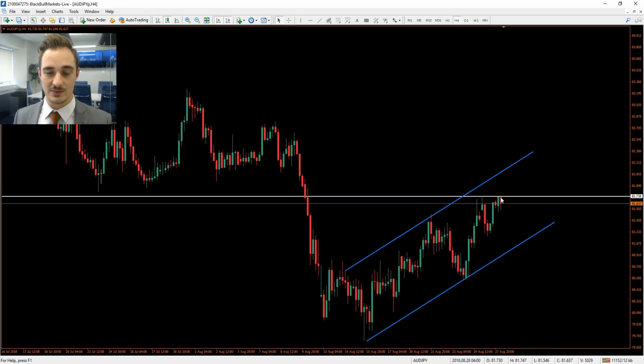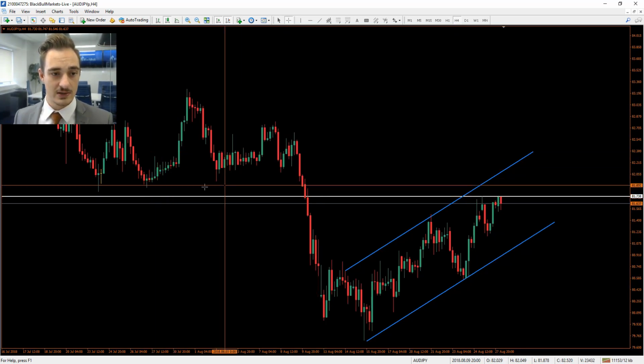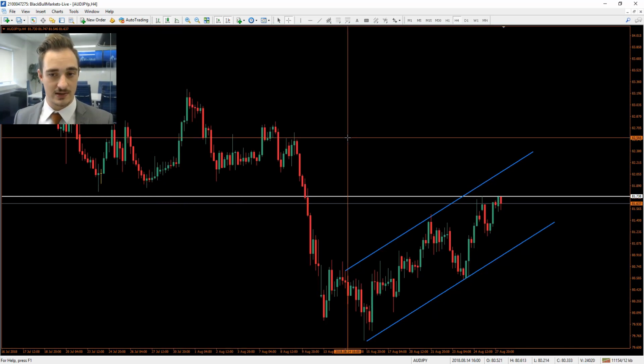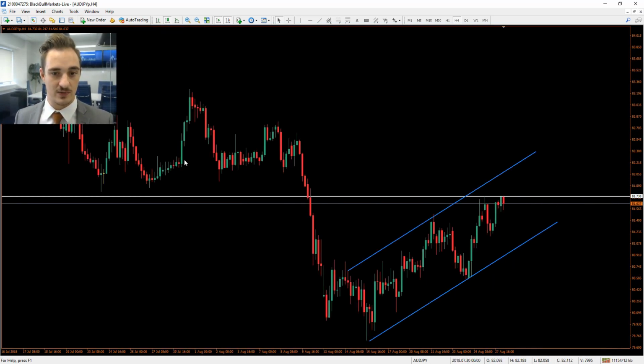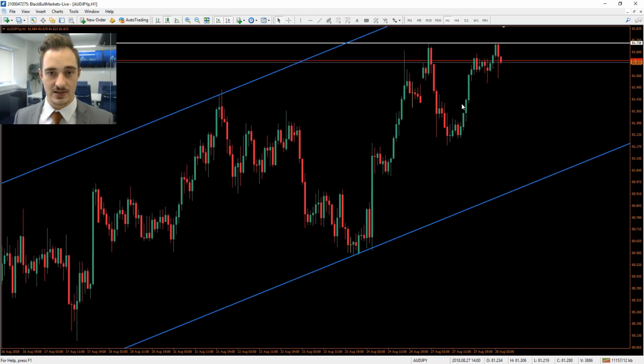So if it does break that double top, we can look for potential moves to this trend line or the support level over here, or resistance area rather, which is not too far away, and then we can look for potential moves to the downside. If it does break, we can see what happens after that. So just a double top here on Aussie Japanese yen on the 1 hour bar chart.